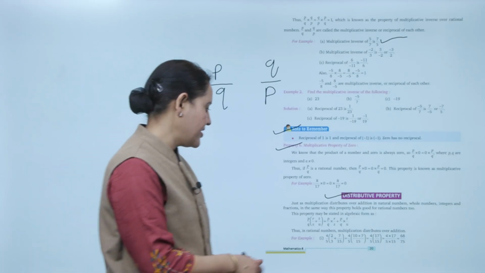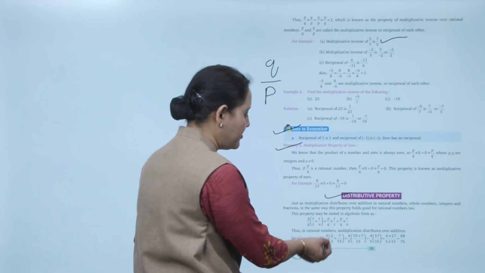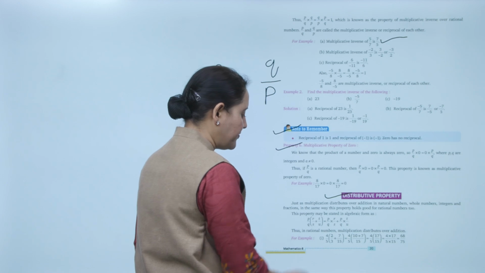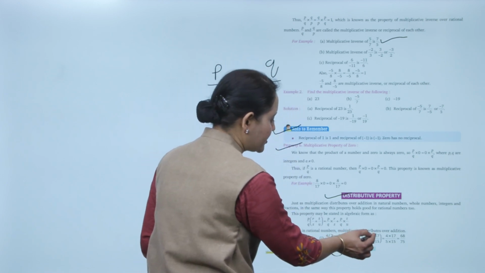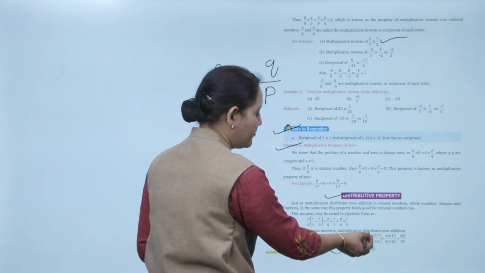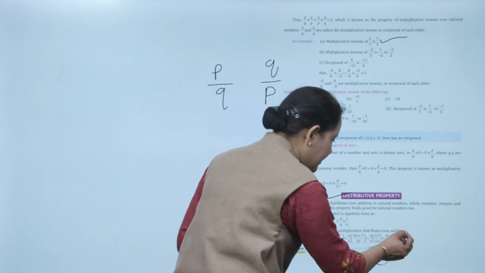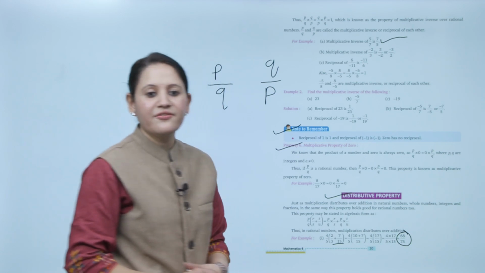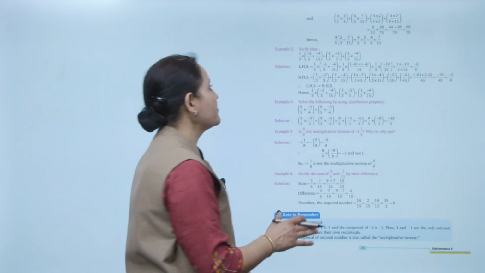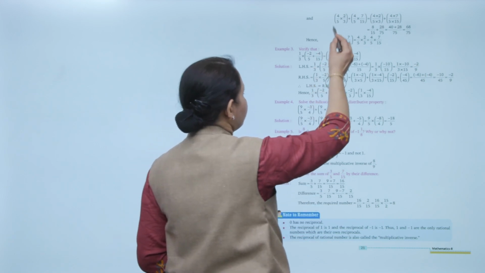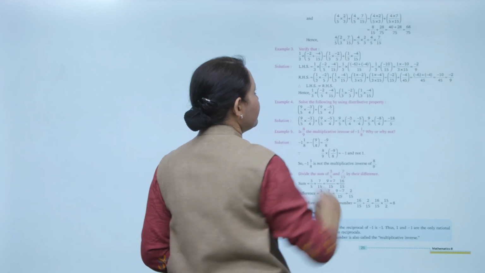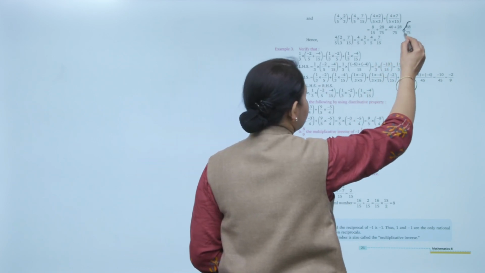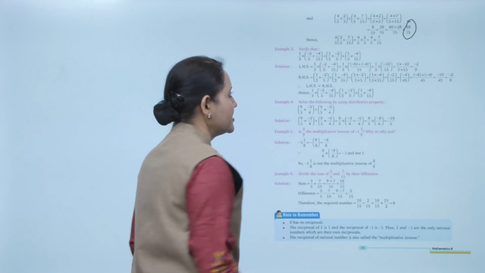For example, here we have to do 4 by 5 multiplied by 2 by 3 plus 7 by 15. First, we will add these two rational numbers. So, that is equal to 17 upon 15. Then we multiply by 4 by 5 and we will get 68 upon 75. Now, we use the property. So, what we have done? 4 by 5 into 2 by 3 plus 4 by 5 into 7 upon 15. Again, the result is the same, 68 upon 75.